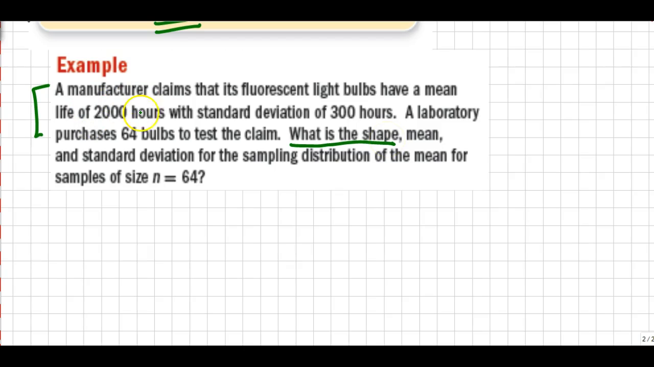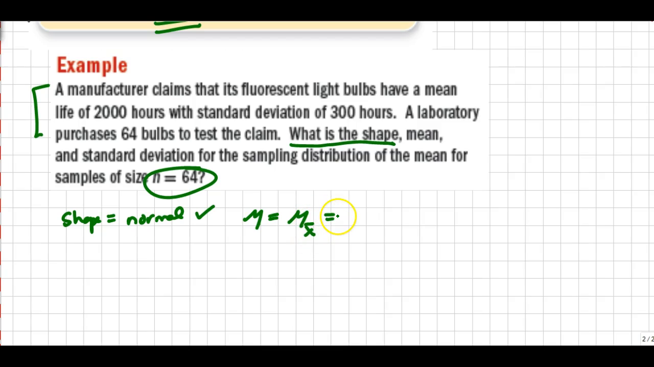So we don't know if it's normal for sure just by what they've told us, but we also know the sample size is greater than 30, so that's good enough. So the shape is going to be normal. So that part's done. The mean: since it is normal and the sample size is sufficient, the mean of the original and the mean of the sample are going to be the same. So in this case, let's find it. The mean was 2000.